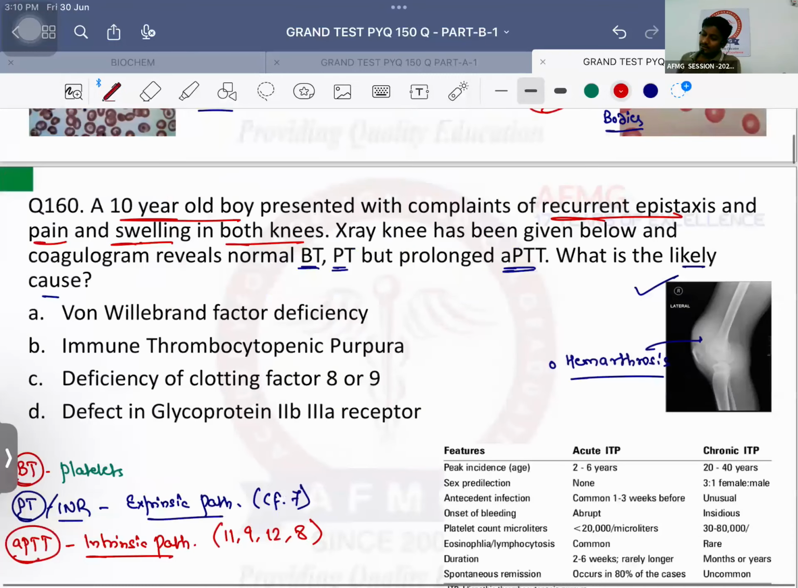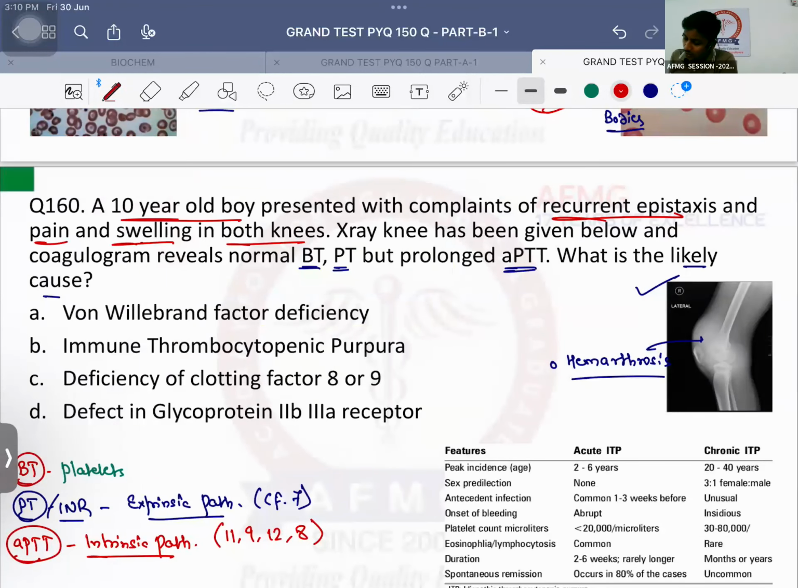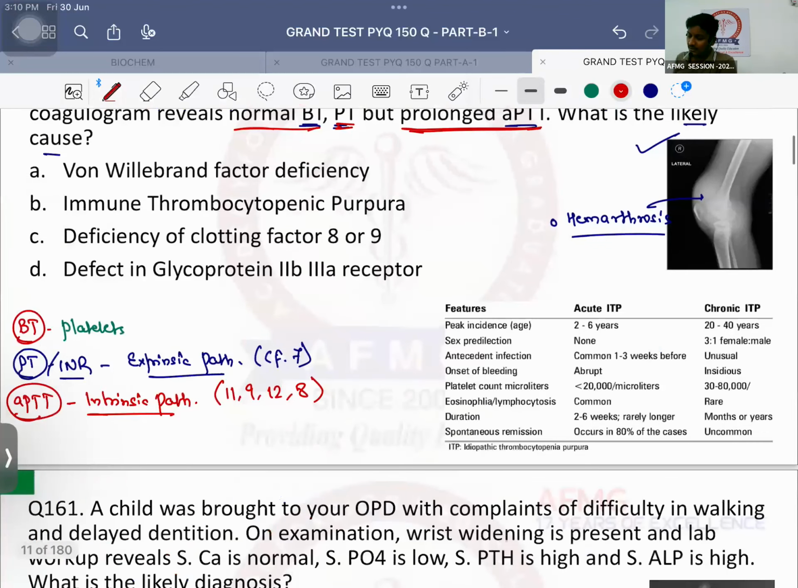Okay? And coagulogram reveals what? There is a normal PT. So is there any defect in platelets? No. Normal PT. So any defect in the extrinsic pathway? No. What is prolonged? APTT is prolonged. Meaning which factors? 8, 9, 11. Clotting factor 8 deficiency is known as hemophilia type A. Clotting factor 9 deficiency is known as hemophilia type B. And clotting factor 11 deficiency is known as hemophilia type C usually.